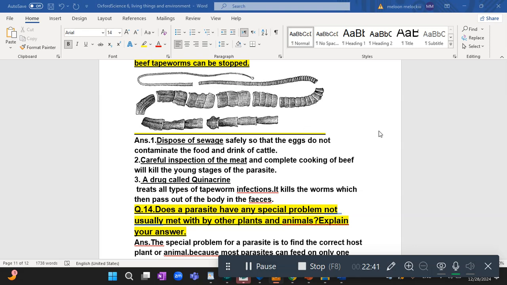Second, careful inspection of the meat should be done and complete cooking of beef for half an hour will kill the young stages of the parasite tapeworms. And third, the medicine treatment, a drug called quinacrine, treats all types of tapeworm infections. It kills the worms which then pass out of the body in the feces.